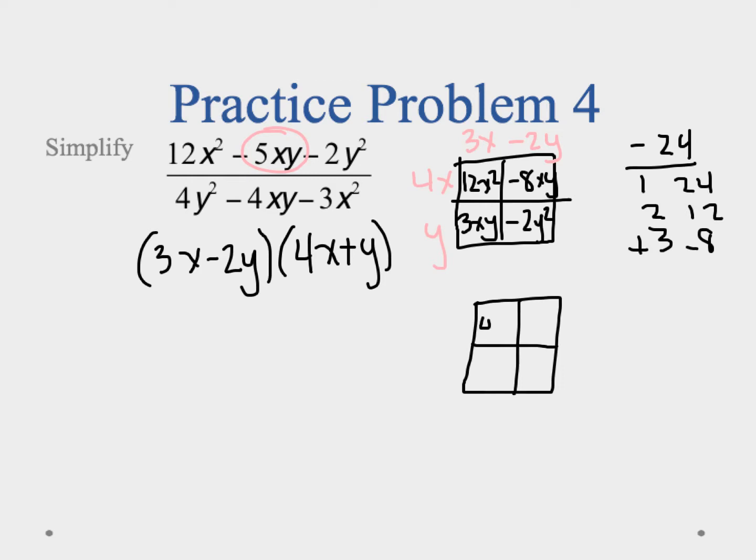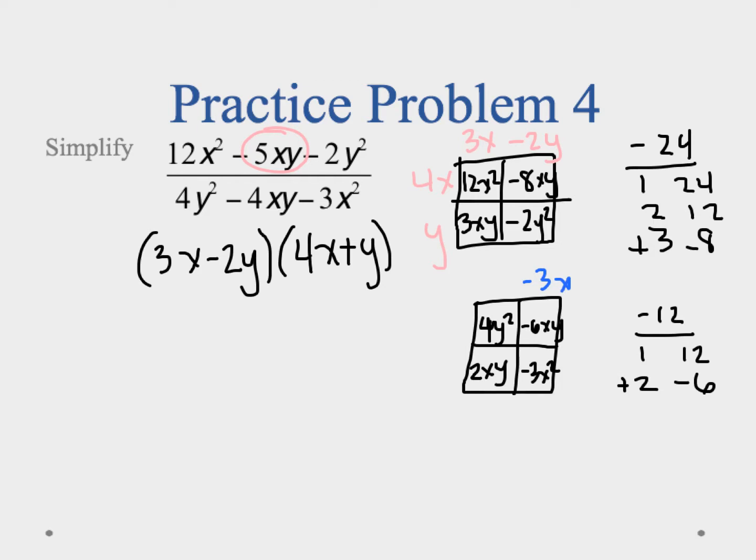Now I'm going to use the box method to factor the denominator. So I have 4y squared and negative 3x squared. 4 times negative 3 is negative 12. 1, 12, 2, 6. Okay, that one will make negative 4. So my 6 is negative, my 2 is positive. And again, I have two variables. So negative 6xy, 2xy.